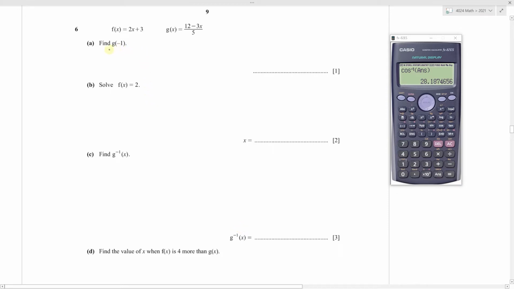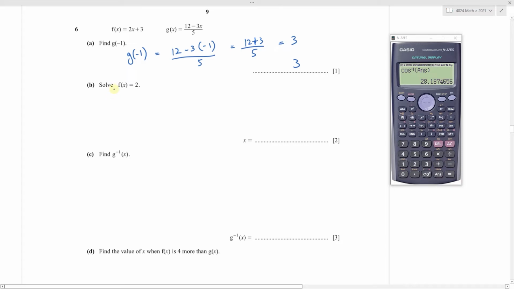Question number 6, part A is find g of minus 1. So you're given g here, so g of minus 1 will be 12 minus 3 times minus 1 over 5. So this minus minus becomes positive. 12 plus 3 over 5 equals 15 over 5, which is 3.